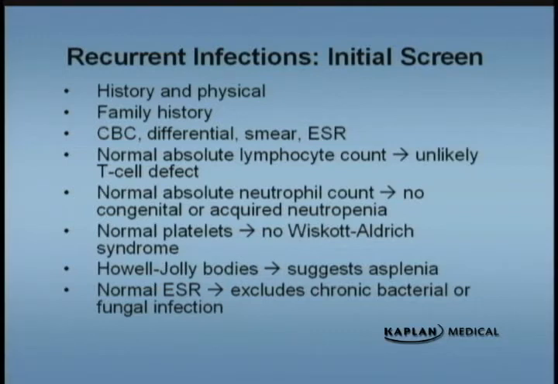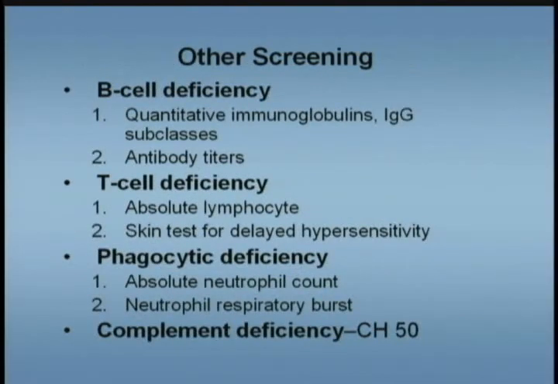A very basic test is the CBC. Gives you a lot of information. The peripheral smear, look for Howell-Jolly bodies. This will suggest asplenia. And a normal SED rate will exclude chronic diseases or fungal infections. So those are basic preliminary tests to start with. Other screening tests depend on your suspicion of what disease.